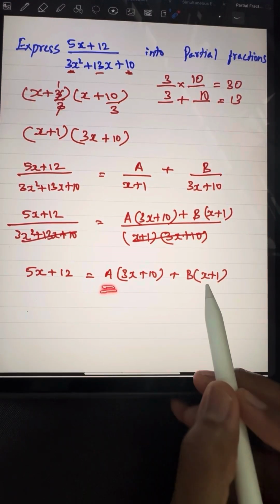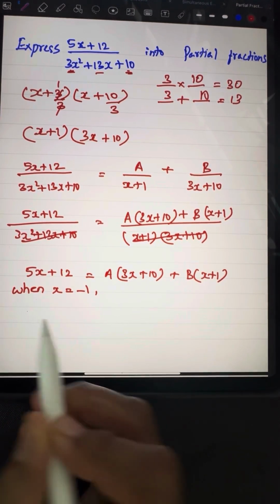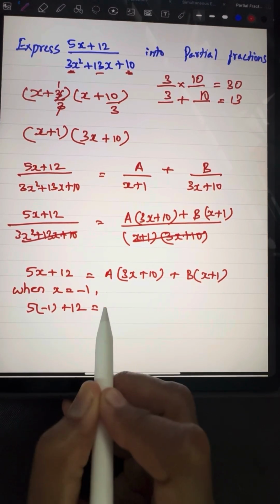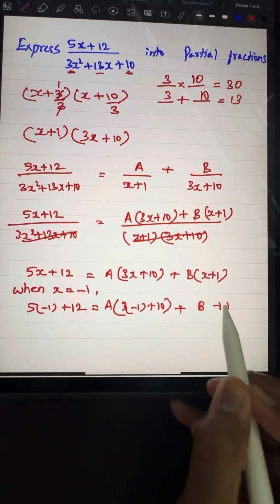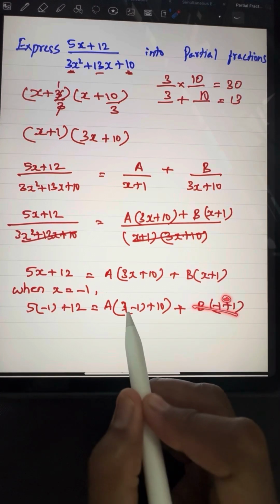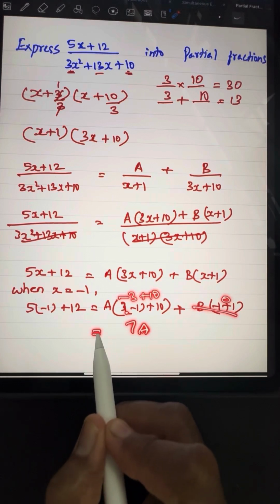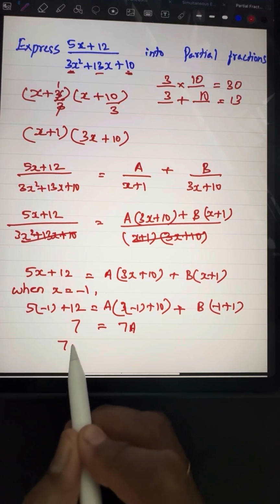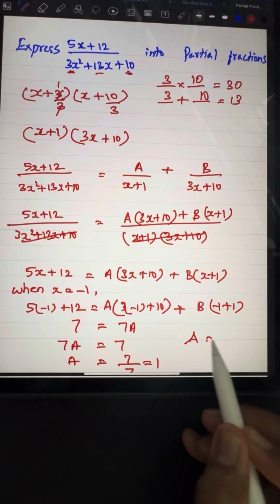To find the value of a, we need to substitute x equal to minus 1 in this equation. 5 into minus 1 plus 12 equal to a into 3 into minus 1 plus 10 plus b into minus 1 plus 1. So this will be 0. Here it will be minus 3 plus 10, so it will be 7a. This side, minus 5 plus 12, will be 7. So 7 equal to 7a, so 7a equal to 7. A equals 7 divided by 7 equals 1. So the value of a is equal to 1.